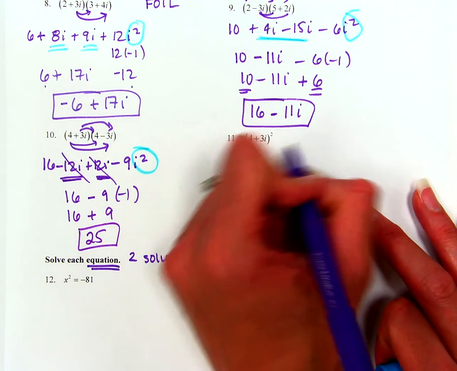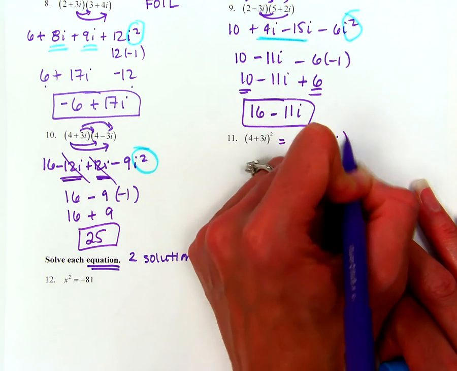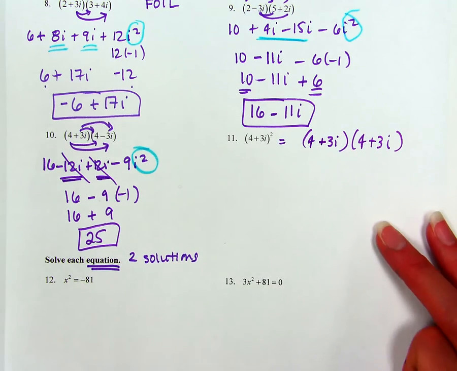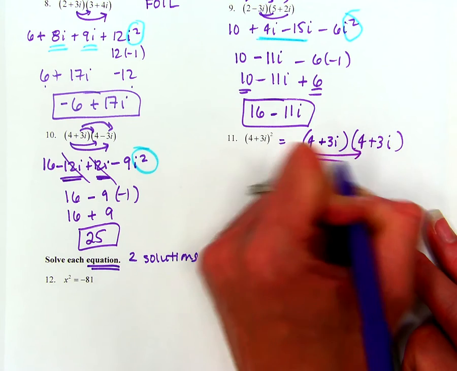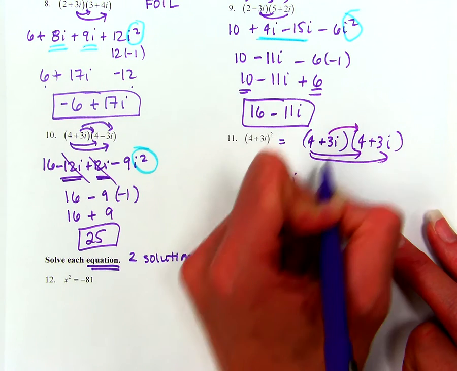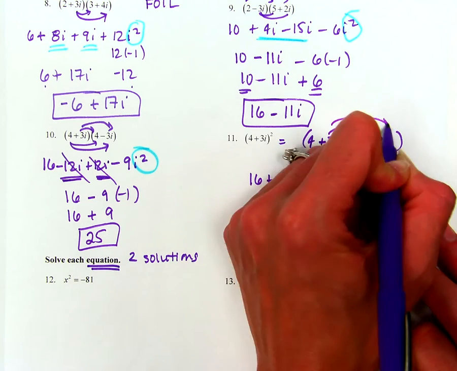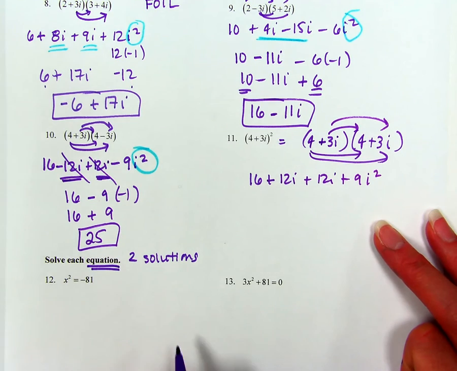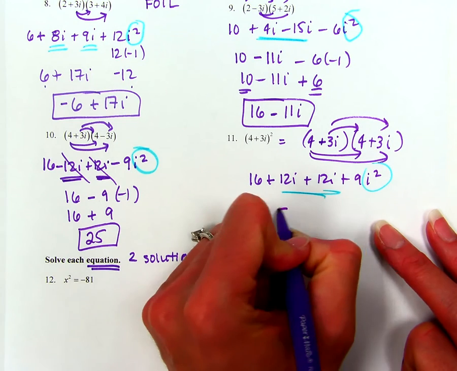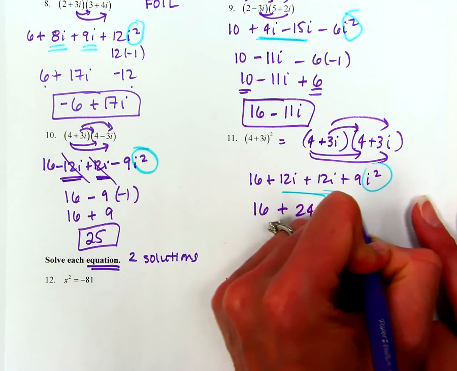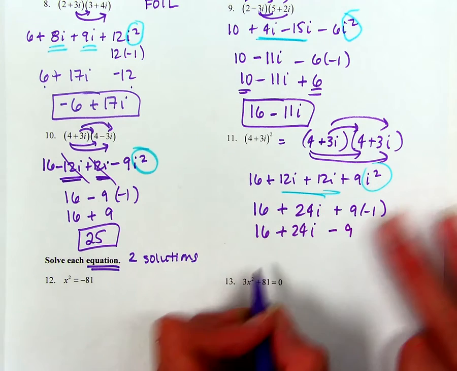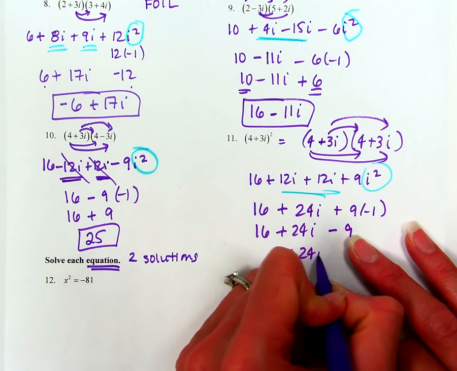Okay, now something squared, this is equivalent to 4 plus 3i times itself. Remember, anything squared is multiplying it by itself. Okay, so now I'm going to distribute. 4 times 4 is 16, 4 times 3i is 12i, inner times inner is 12i, and last times last is 9i squared. All right, look for your like terms and your i squared. So 16 plus 24i plus 9 times negative 1. So 16 plus 24i minus 9, and that gives you 7 plus 24i.